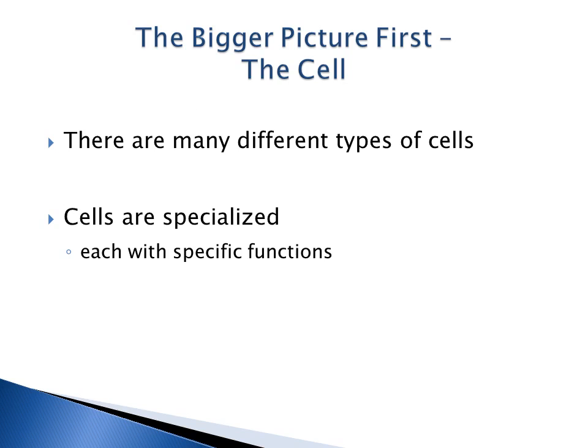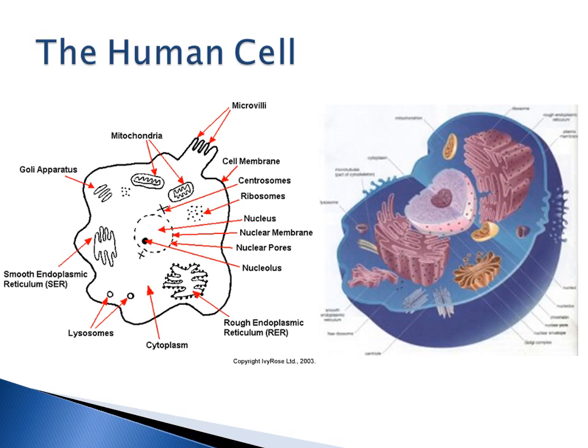We're going to begin talking about the bigger picture, or the cell. And as you all know, there are many different types of cells, and cells are very specialized. Every cell has a specific function depending on its location in the body. So there are many components that make up a human cell. And we're going to focus a little bit more on the nucleus because that's where the DNA is located.